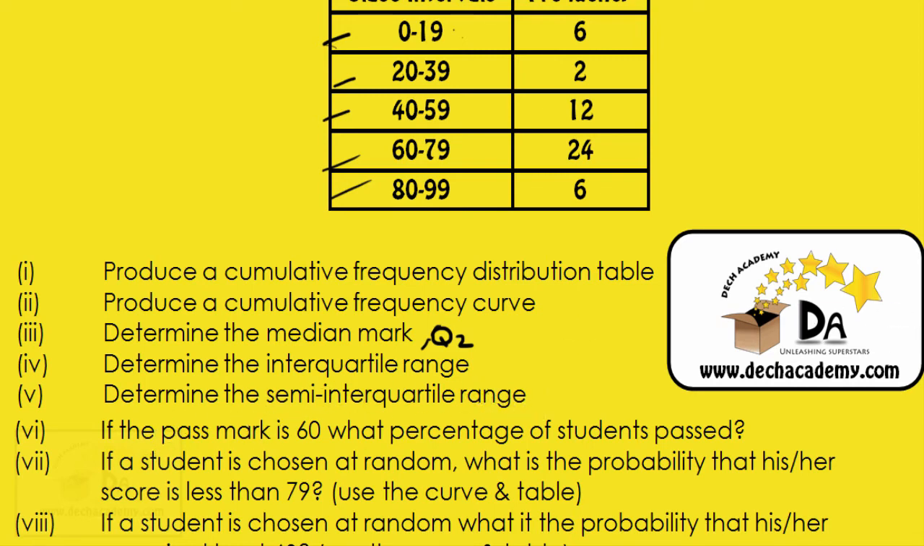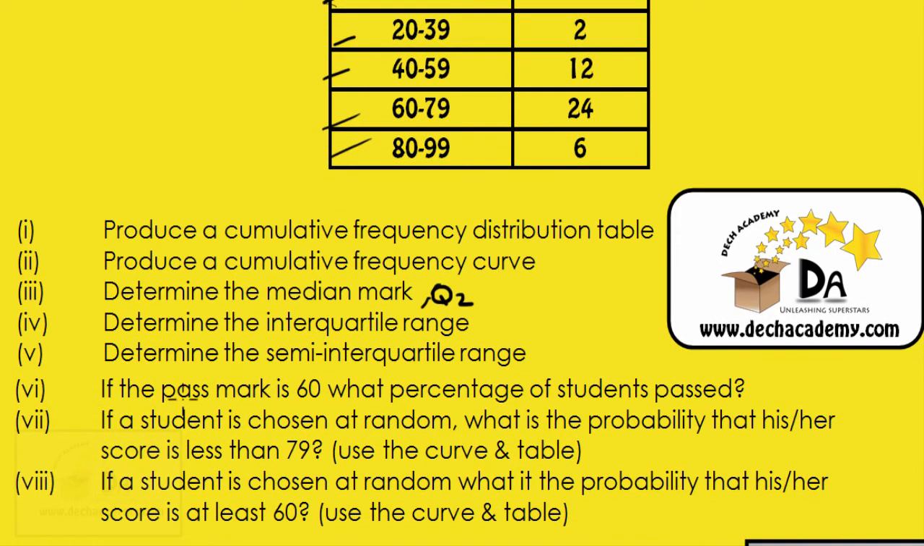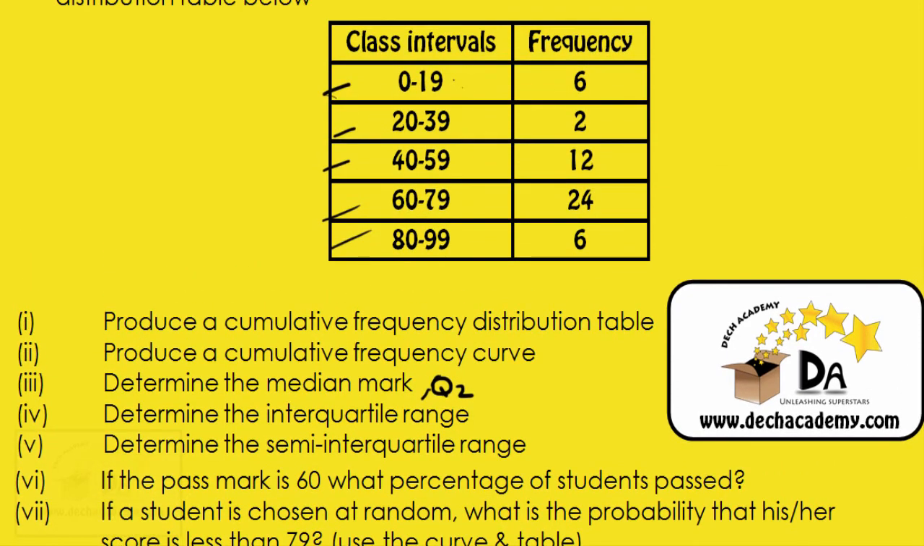Then the next question says if the pass mark is 60, what percentage of students passed? The next one asks, if a student is chosen at random, what is the probability that his or her score is less than 79? And we need to use the curve and the table. If a student is chosen at random, what is the probability that his or her score is at least 60? Now in this case we probably won't need to use the curve, but I'll try and demonstrate the use of the curve. But let's start with the first question.